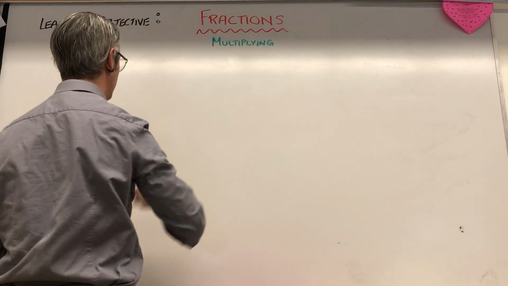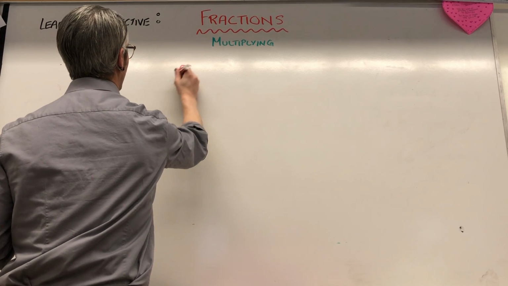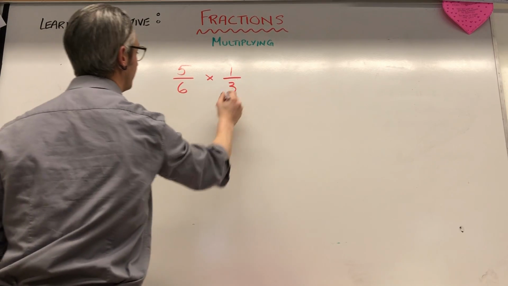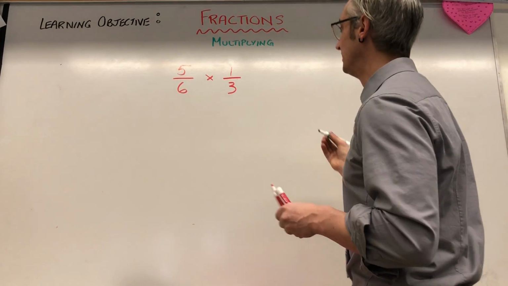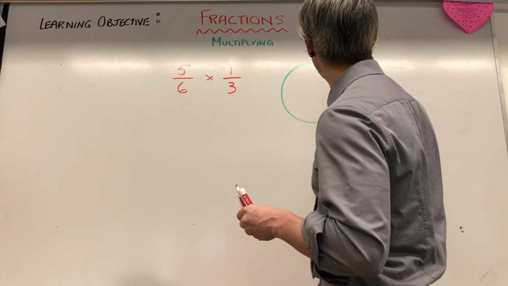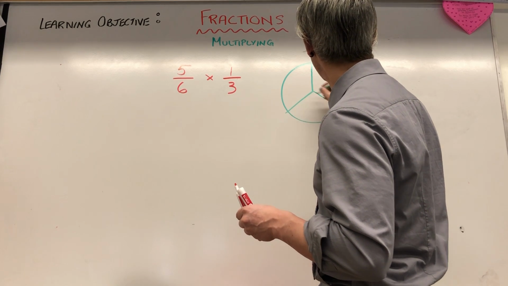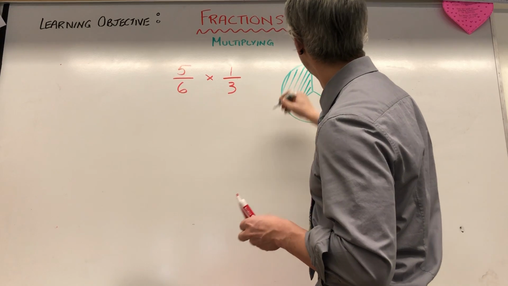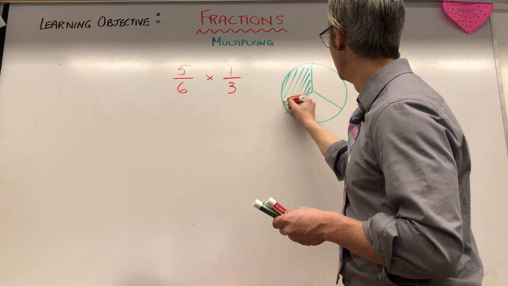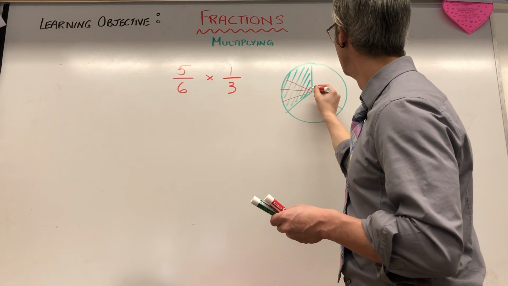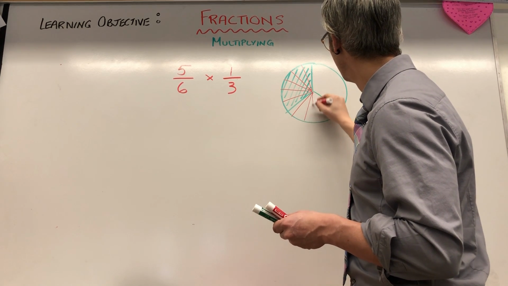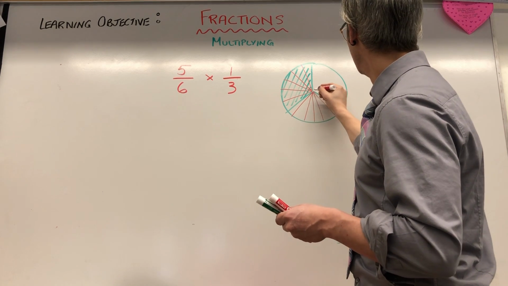So let's try 5/6 times 1/3. Okay? So in this case, I want 5/6 of 1/3. So I'm going to draw my third. And I want 5/6 out of it. So I'm going to have to split my third into 6 slices, as I am going to do with the rest of the pie too. Each slice I'm going to split into 6.